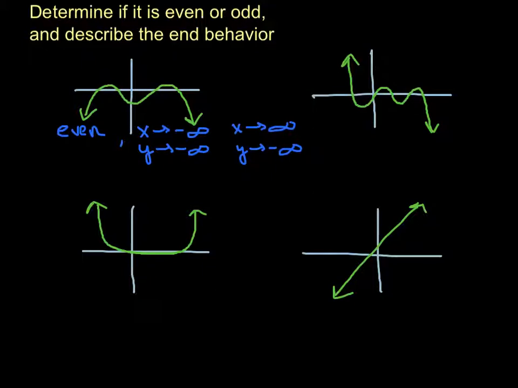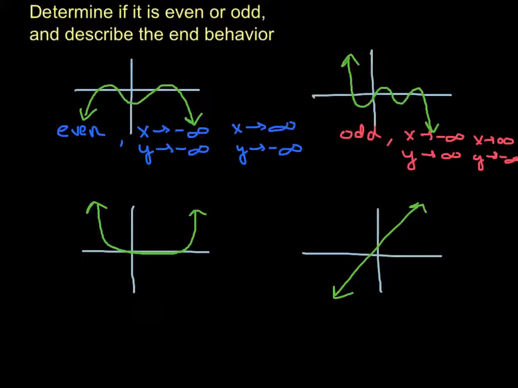Look at the second one to the right. Is it even or odd? Okay, this one is going to be odd because they're going opposite directions of each other. As x approaches negative infinity, that's on the left side, y is approaching positive infinity. As x approaches positive infinity, that's on the right side. So what's happening to my y? The y is going down, so it's approaching negative infinity.